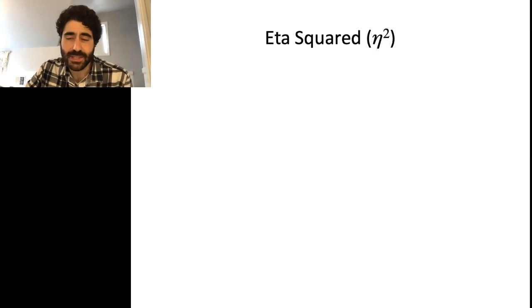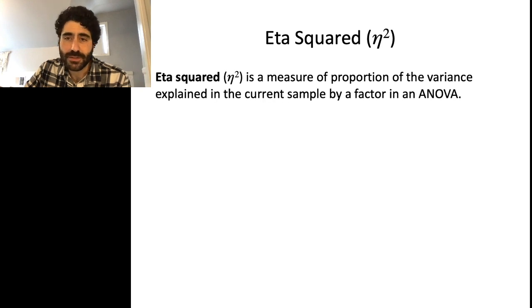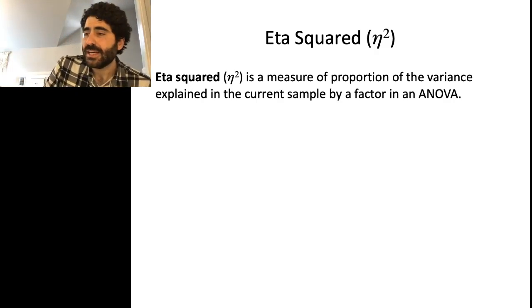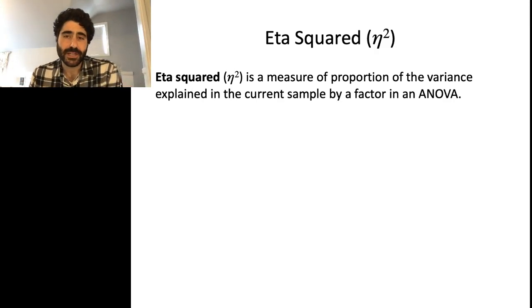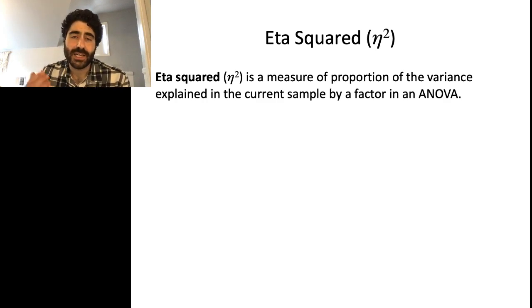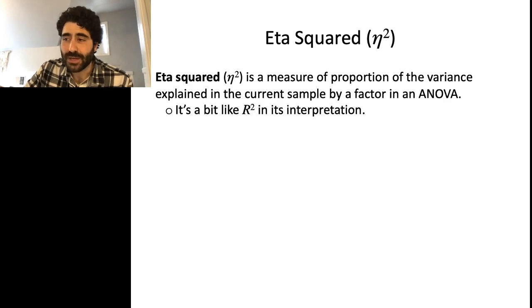So for example, we can do something like this with ANOVAs. When we do this in ANOVAs, this is called eta squared. This squiggly thing is an eta, and it's measuring the proportion of the variance that's explained by some group label in an ANOVA. And so it's interpreted basically like an R squared.